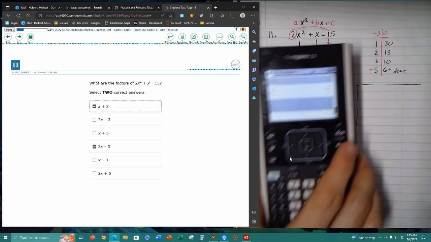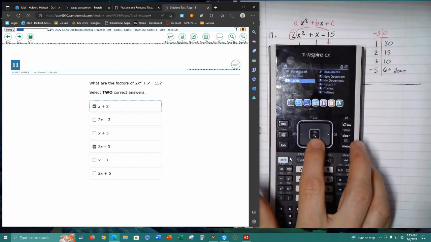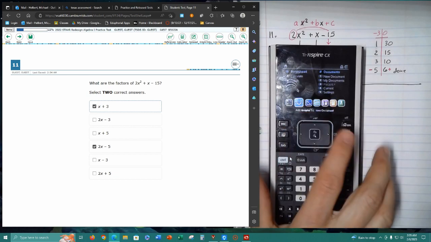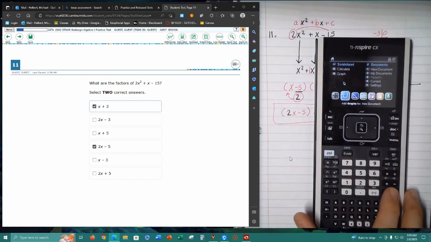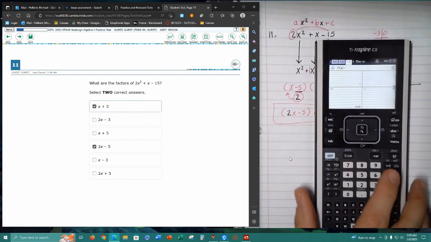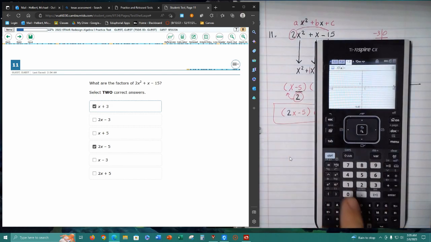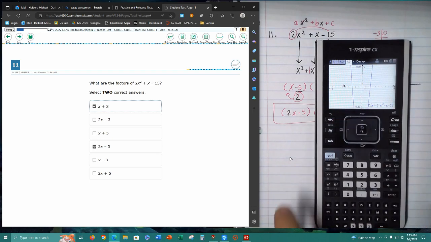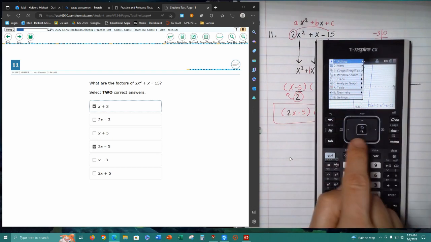So if I go over here, I'm going to go back to the calculate screen, and then I'm going to go down to graph at the bottom. So let me go to graph, hit enter, and then I'm going to type in this equation here. We're going to graph it. So 2x squared plus x minus 15. Hit enter. Notice you can see the two zeros right here. And so what I can do is hit menu, go down to analyze graph, and go to 0.